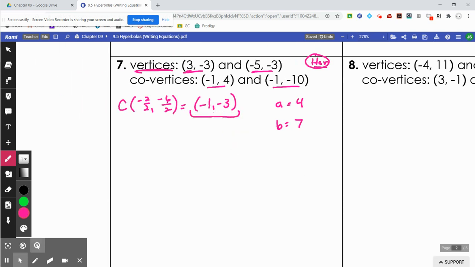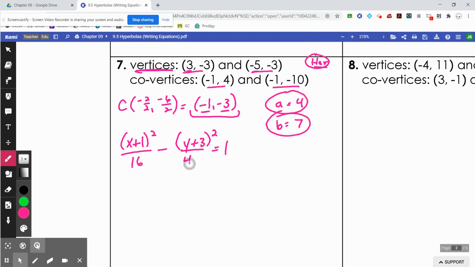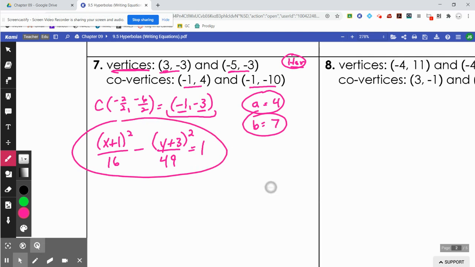The center is here, so therefore you have an X plus 1 to move it left 1. It's going to be a minus. You're going to have a Y plus 3. We'll move it down 3. Your A value squared is listed under the first term. Your B value squared is listed under the second term. There is your hyperbola.